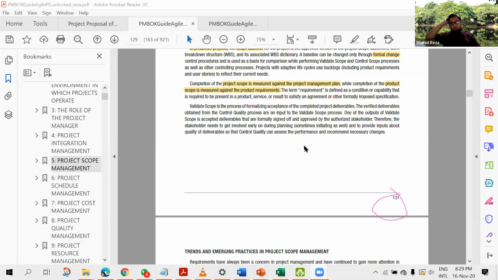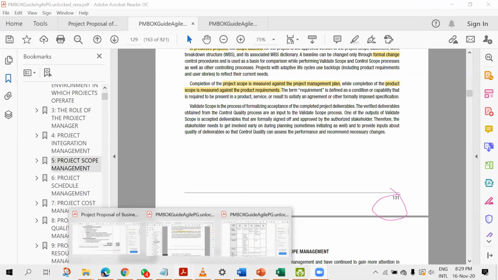All right. So if you read this book closely, you can understand the difference between the two life cycles, the predictive life cycle and the agile life cycle. Yeah, thank you, Reza. Thank you.